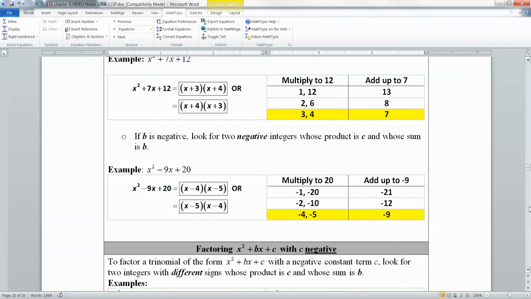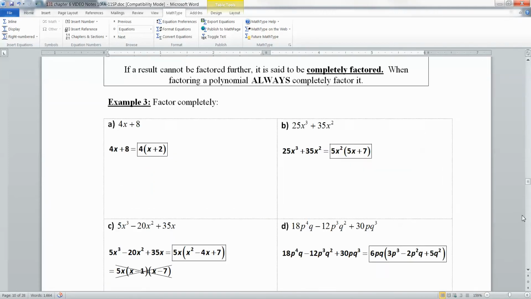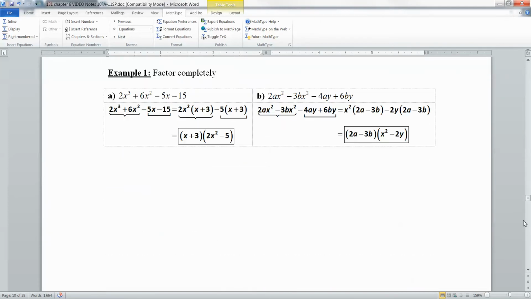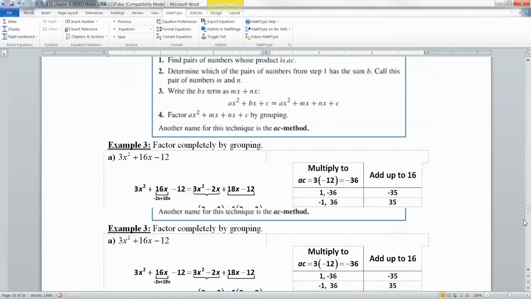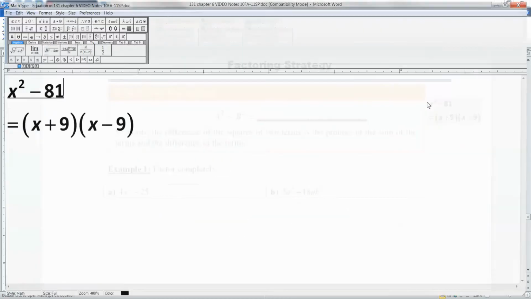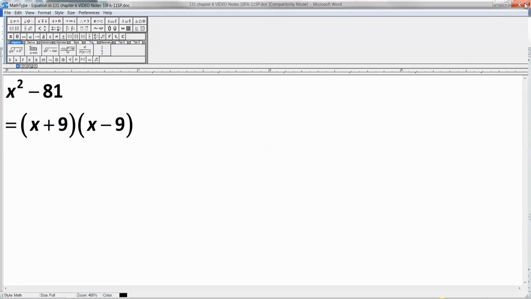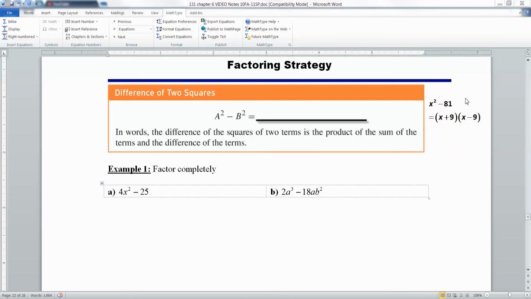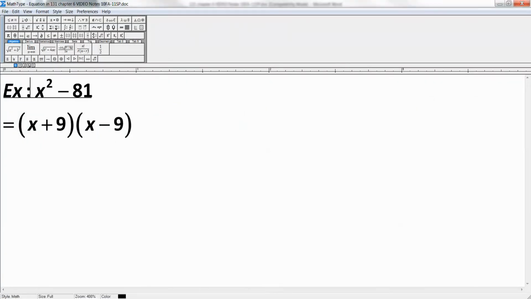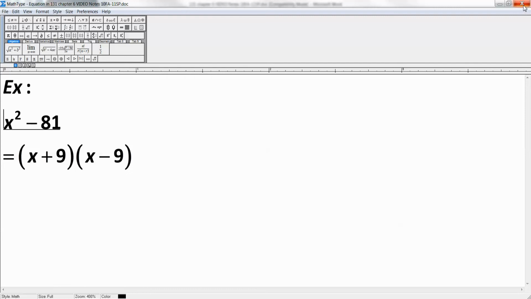If you try to FOIL, multiply this out, the first is going to be x squared, because x times x makes x squared. The outers would be minus 9x. The inners would be plus 9x. Minus 9x plus 9x makes it all disappear. That's why there's no x term. And then plus 9 times minus 9 is minus 81. All right. So there's a little example. I'll put a little example right next to it. So we have that.